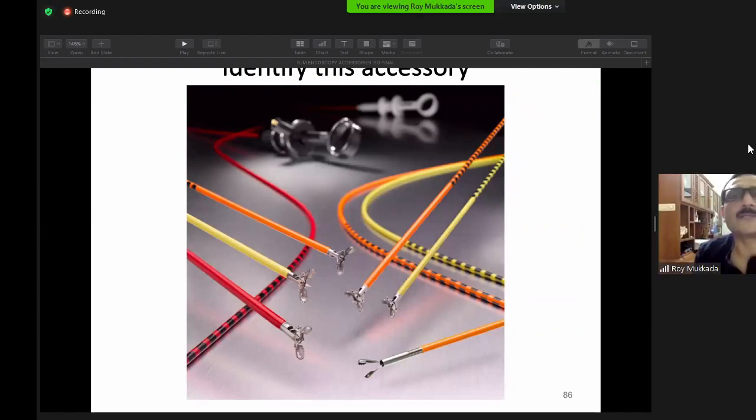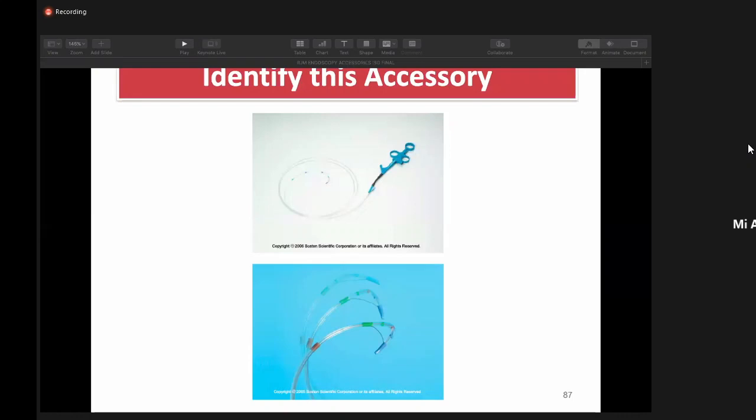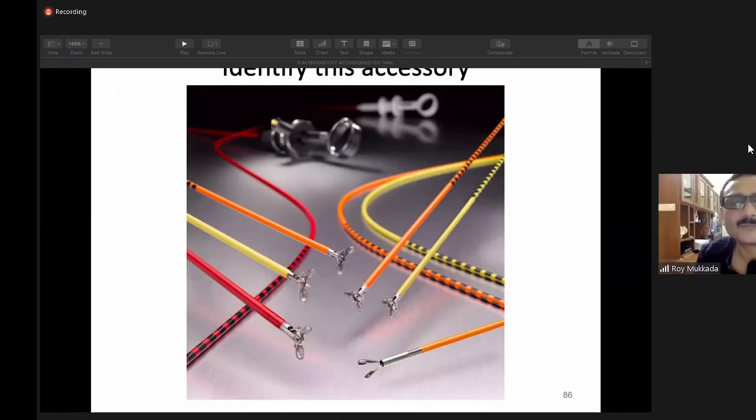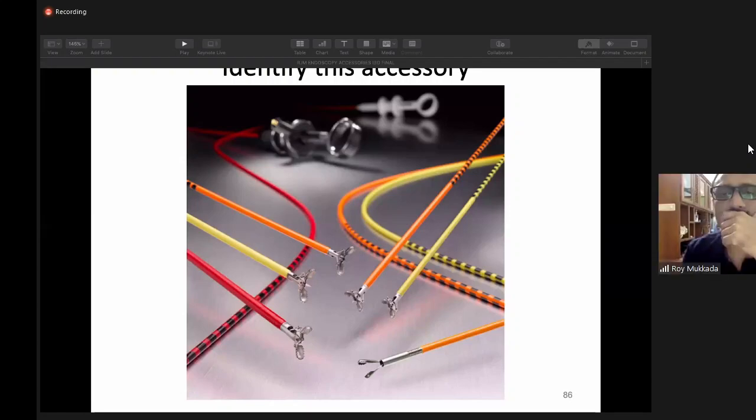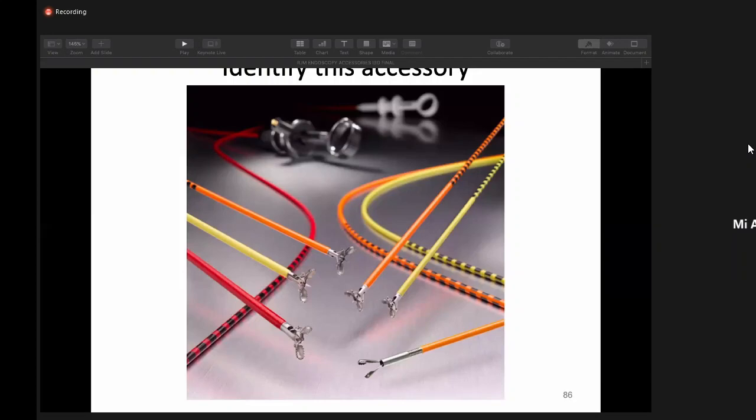So, can you identify this? It's quite simple, sir, biopsy forceps. Can you tell something more about the biopsy forceps? Where all you are using this, and how many bites you can take?